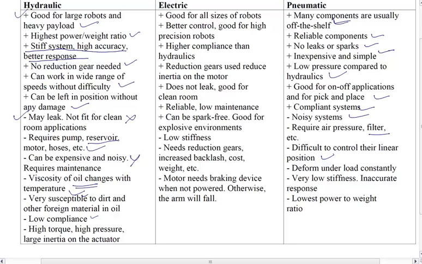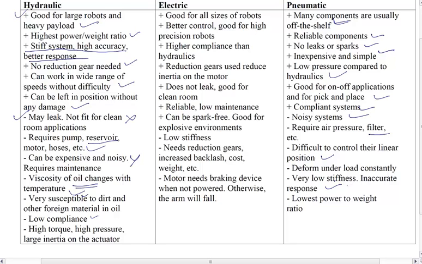And similarly, when you are trying to lift some load, the pneumatic system may deform. That means the air may get compressed and we will not get as much accuracy as we want. That leads to an inaccurate response. And the pneumatic system has the lowest power to weight ratio, that means the power is less but the weight is very large.